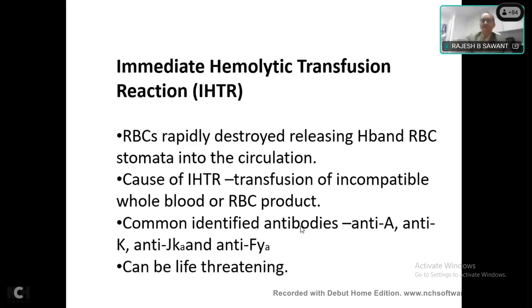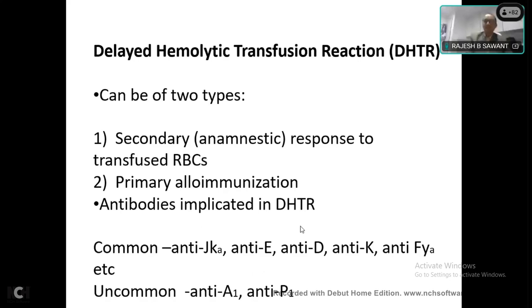So there can be an immediate hemolytic transfusion reaction because there are corresponding antibodies which are going to destroy those transfused red cells. Most commonly this will be anti-A, anti-B antibodies, but some allo antibodies also, like anti-K, anti-JKA, FYA. So the Duffy and Kidd antibodies and all can lead to life-threatening hemolysis.